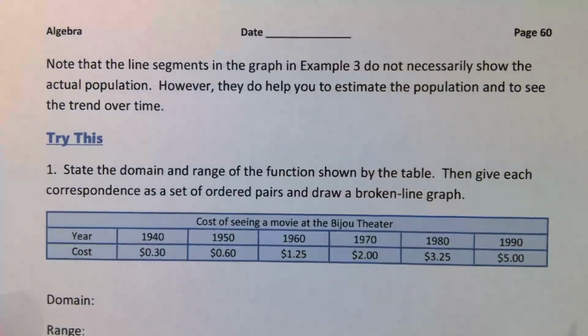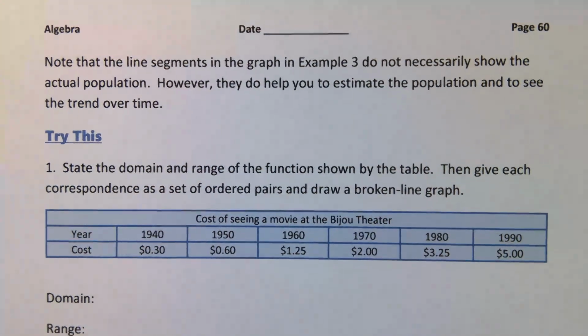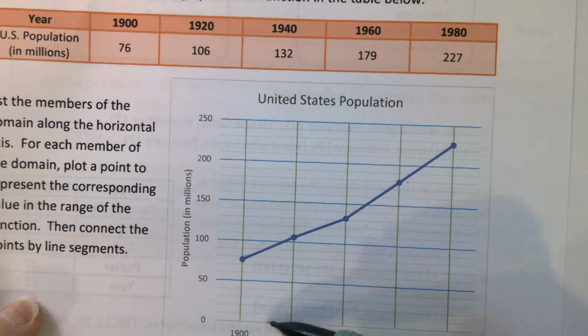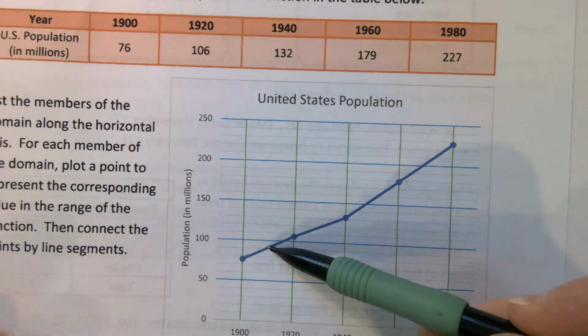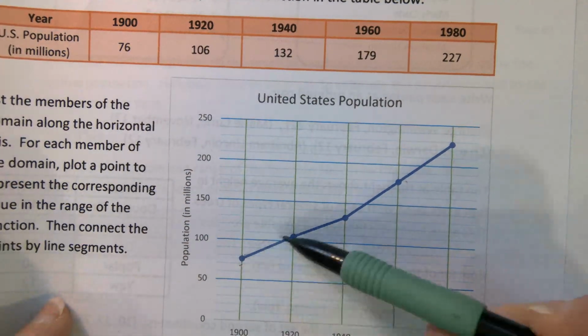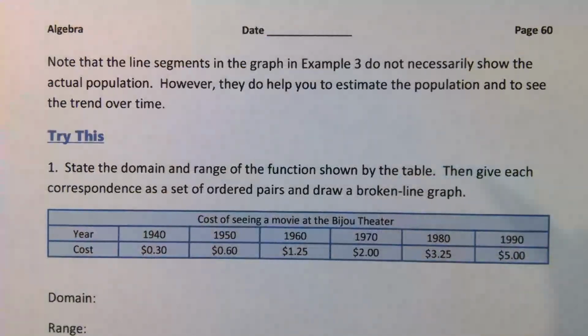Next page. Note that the line segments in the graph in example 3 do not necessarily show the actual population. I just explained this. However, they do help you estimate the population and to see the trend over time, okay? So I can use these to estimate. I could say, well, in 1910, it was probably about whatever this point is, whereas these are accurate. This is an estimate. Okay.